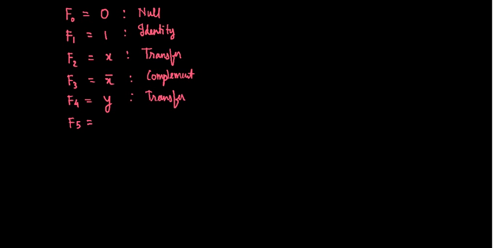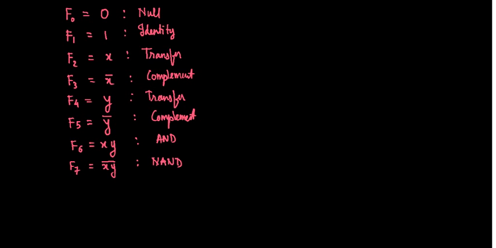F5, only if he doesn't come, the other friend doesn't come. Inversion or complement again. I'm so kind that I'll play the movie only if both of them come. So it's an AND operation. I'll play the movie only if both of them don't come. So it's what is called a NAND operation, NOT of AND.